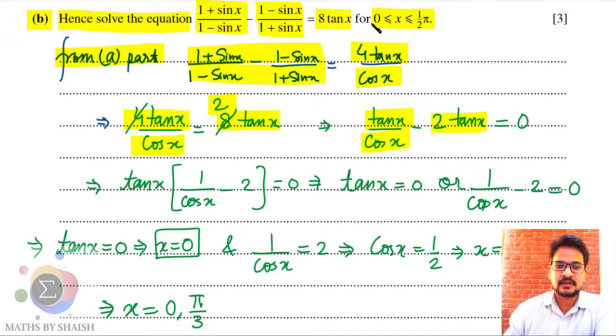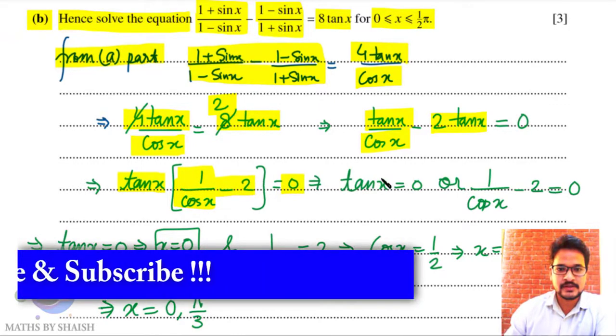The basic problem here, a mistake we sometimes commit, is to cancel tan x by tan x, but we cannot cancel it because there are chances we lose the roots here. So we will take this to the left hand side, and we got tan x upon cos x minus 2 tan x equals 0. Then we will take tan x common, and we got tan x times the bracket 1 over cos x minus 2 equals 0.